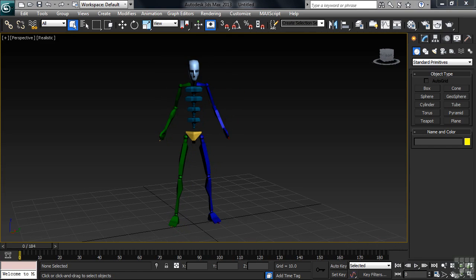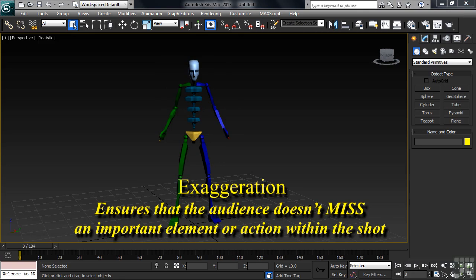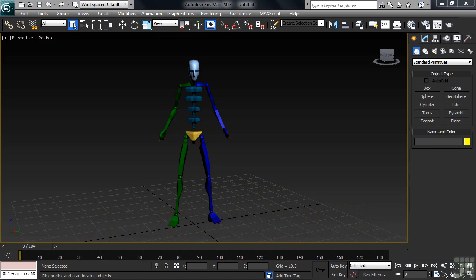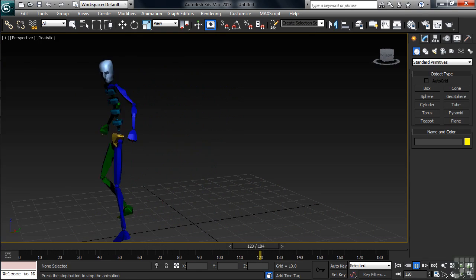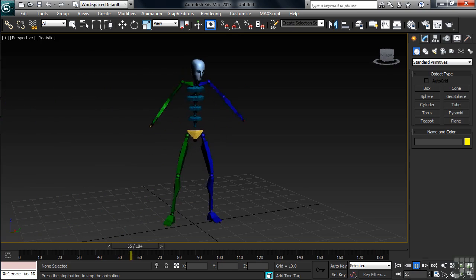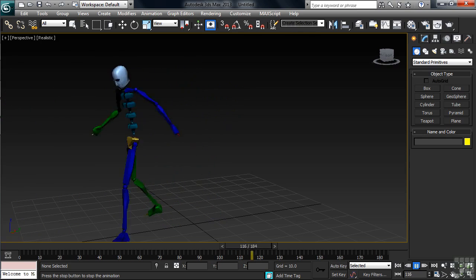The next principle, and I'm sure you're familiar with the term, is exaggeration, which is added to a movement to accentuate the action or idea, to bring it out, in other words. Exaggeration is used to ensure that the audience doesn't miss an important element or action within a shot, making sure that what's happening on screen isn't too subtle or feels more or less inconsequential.